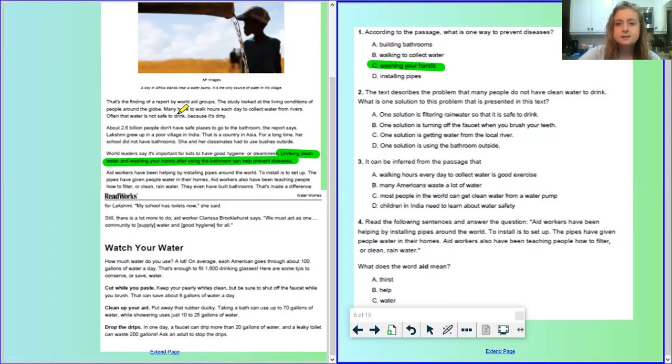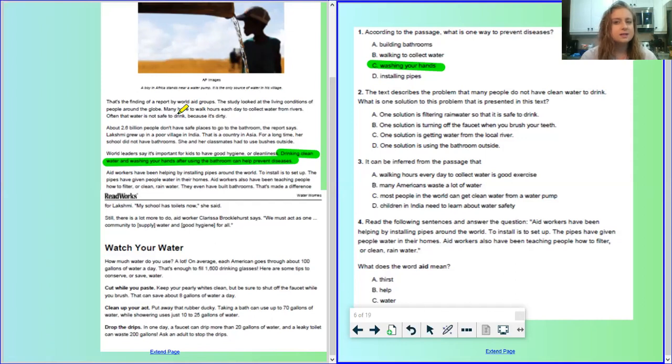Number 2, the text describes the problem that many people do not have clean water to drink. What is one solution to this problem that is presented in this text? One solution is filtering rainwater so it's safe to drink. One solution is turning off the faucet when you brush your teeth. One solution is getting water from the local river. One solution is using the bathroom outside. So it says, describes the problem that many people do not have clean water to drink. What is one solution to this problem that is presented in the text?